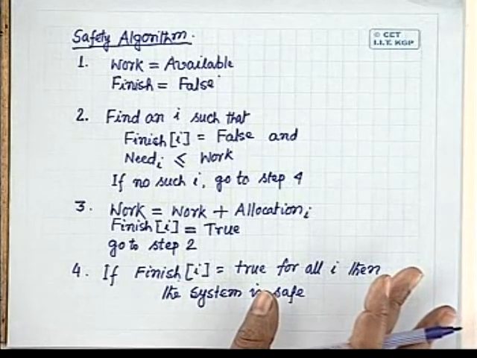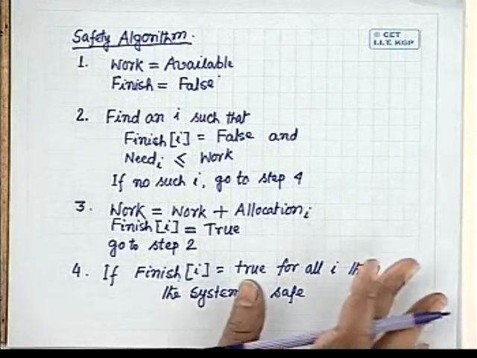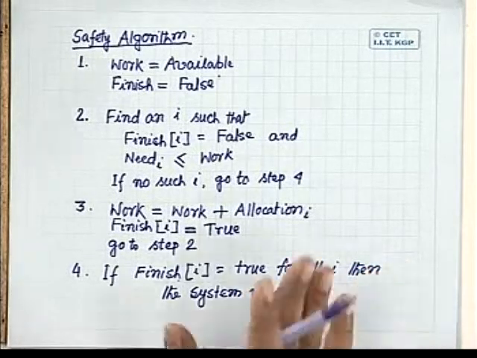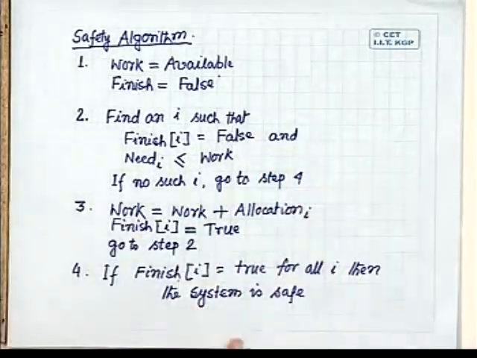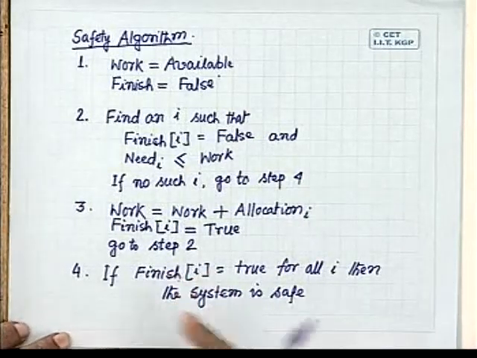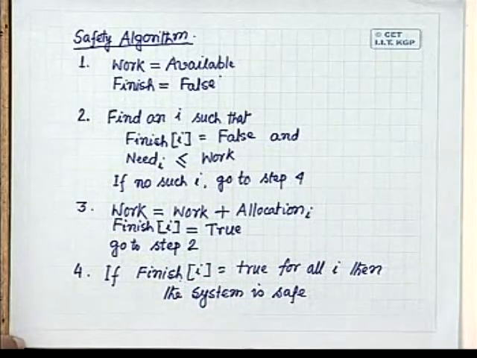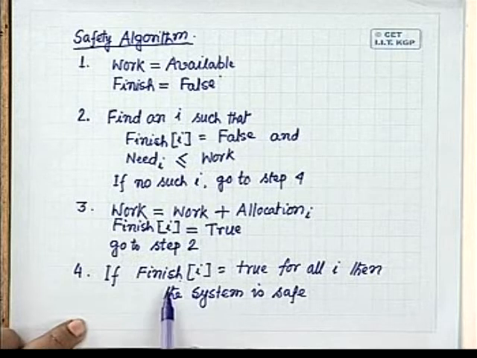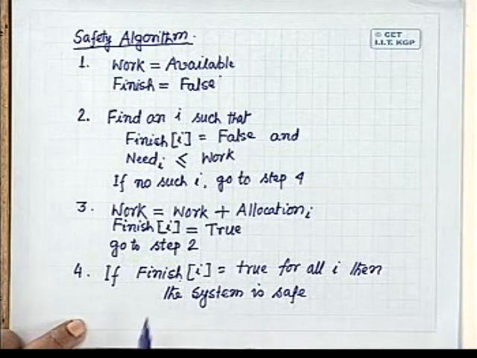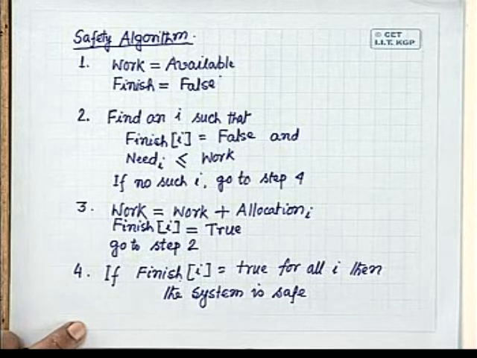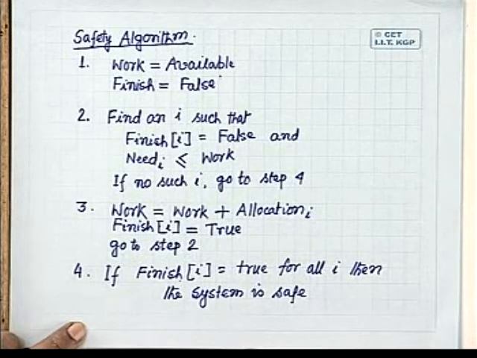But that does not mean that physically it will not be able to finish, because maybe in between some process will release some resource, and this process will get the required resources and finish. But if finish[i] remains false for some process, I'll say that the state is unsafe. And as we said, an unsafe state does not mean that there will be deadlock, but indicates that there can be deadlock. So we never want to take that risk.